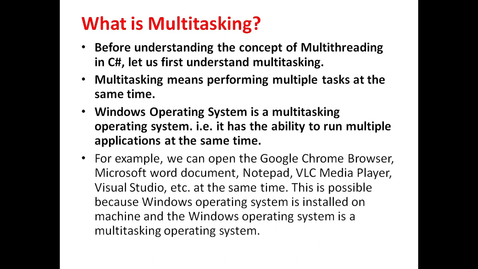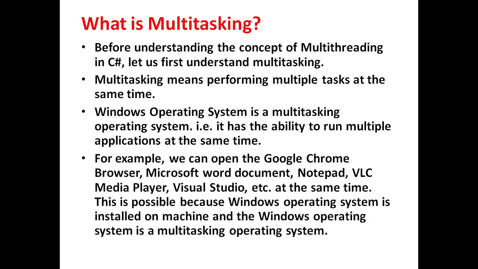Windows operating system is a multitasking operating system. That is, it has the ability to run multiple applications at the same time. For example, we can open the Google Chrome browser, Microsoft Word document, Notepad, Visual Studio, etc. at the same time. This is possible because the Windows operating system is installed on the machine and the Windows operating system is a multitasking operating system.